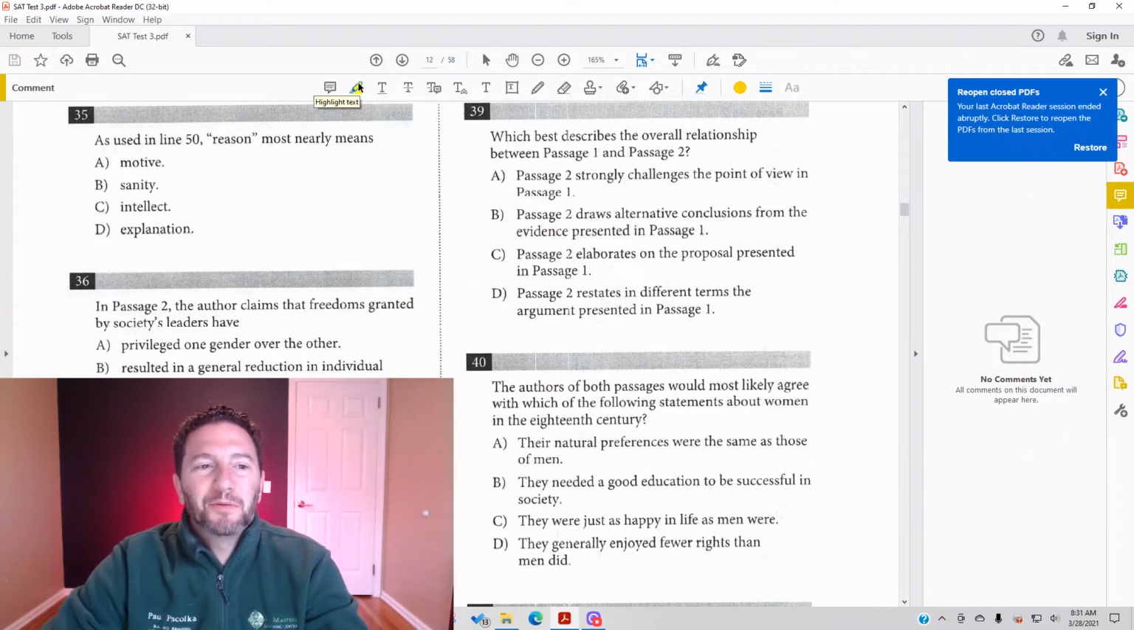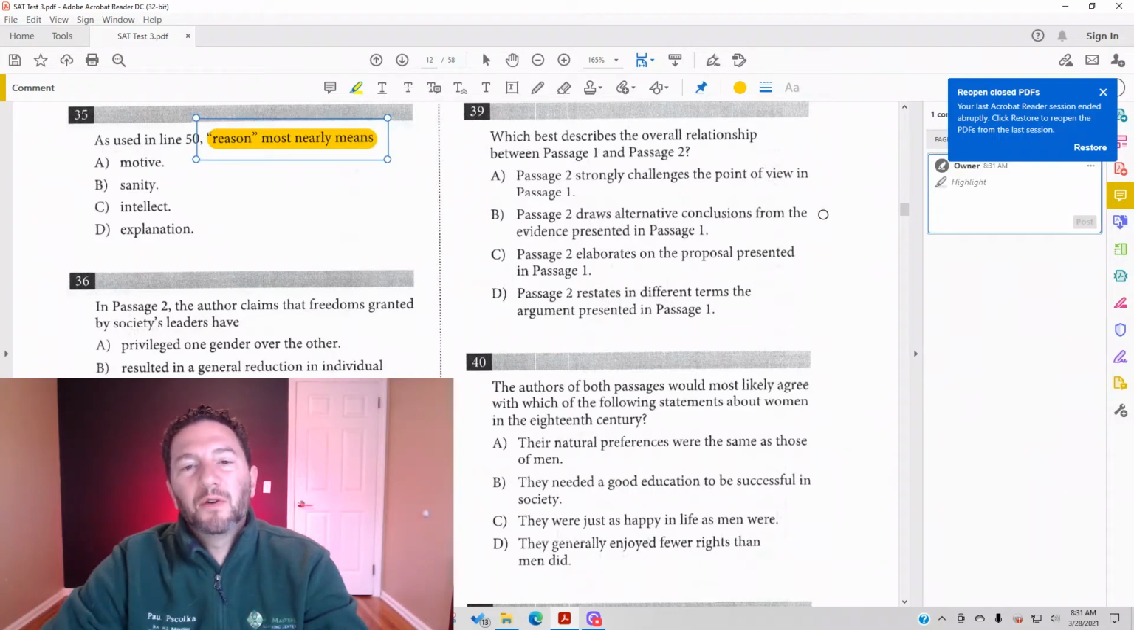And today we're going to look at Test 3, Section 1, number 35, which reads, as used in line 50, reason most nearly means. As soon as you see the words most nearly means, you know you have a vocabulary and context question. The best thing you could do is think of what the word means in context. You want to ignore any meaning of the word that you're familiar with, because the most common meaning will lead you to the wrong answer 3 to 4 times.